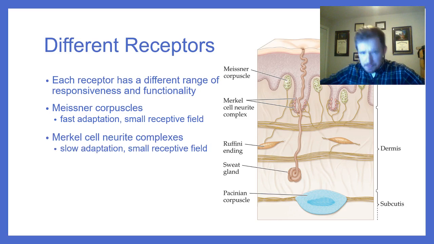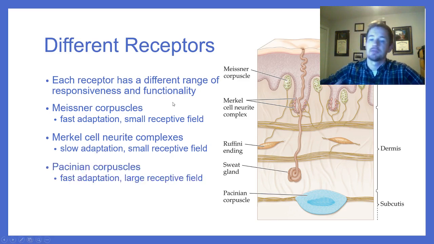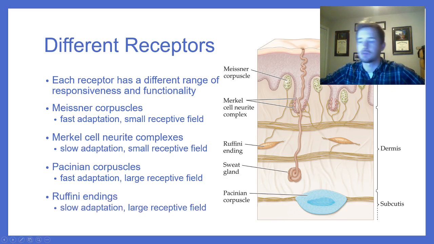The Merkel cells, these also have a very small receptive field, as you can see here, these tiny little things, and they are slow adapting. So they take quite some time to get used to skin changes. The Pacinian corpuscles down here at the bottom, as you can see, have a very large receptive field. They are very fast adapting. They get used to that very quickly. And the Ruffini endings, also a very large receptive field, are very slow adapting.